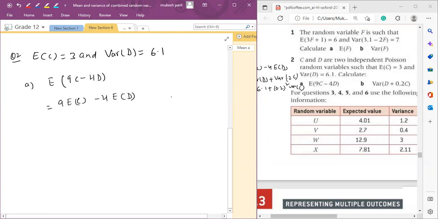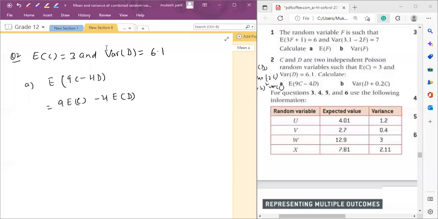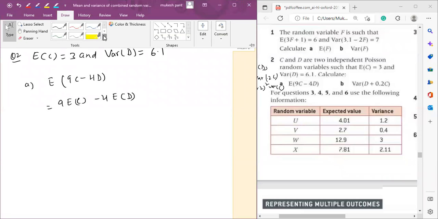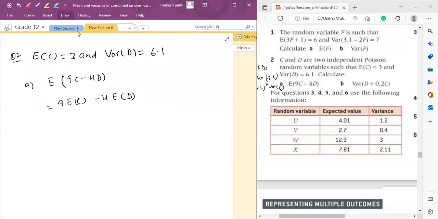But if you look at this, we have the expected value of C, but we don't have the expected value of D. So in this case, what can we do? To understand, I'm writing on the board. This is the Poisson distribution. If you guys remember, there is one thing which remains common for all. What is that?